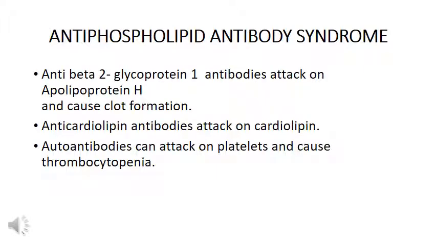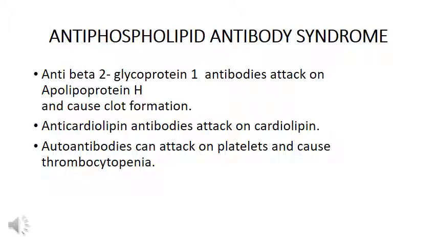Here are two important examples of antiphospholipid antibodies. The first example is anti-beta 2 glycoprotein antibodies. These are antiphospholipid antibodies. What do they do? They attack apolipoprotein H. Apolipoprotein H is a very important molecule, a part of the cell membrane in many cells of our body. Anti-beta 2 glycoprotein can damage apolipoprotein H, and ultimately it can cause increased agglutination of platelets, activate the endothelium, and stimulate clot formation.